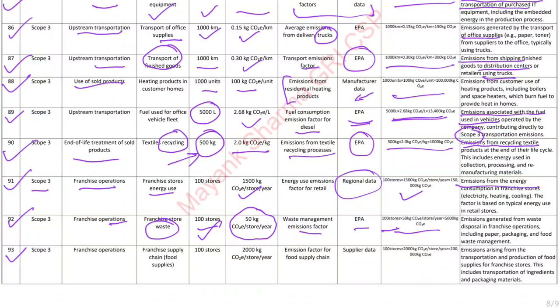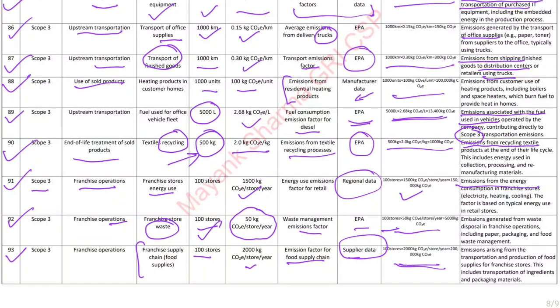Scope 3, franchise operations, franchise supply chain, food supplies. Basically, we can take an example of 100 stores, and this emission factor for the food supply chain example. Supplier data is providing this, and this is the emission factor actually. Now we see the emission arising from the transportation and production of the food supplies for a franchise store. This includes transportation of ingredients and packaging materials, and you see the calculation for 100 stores.